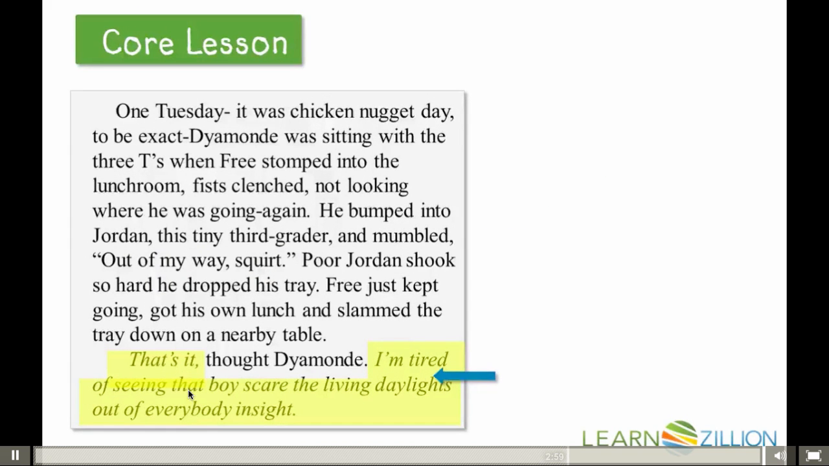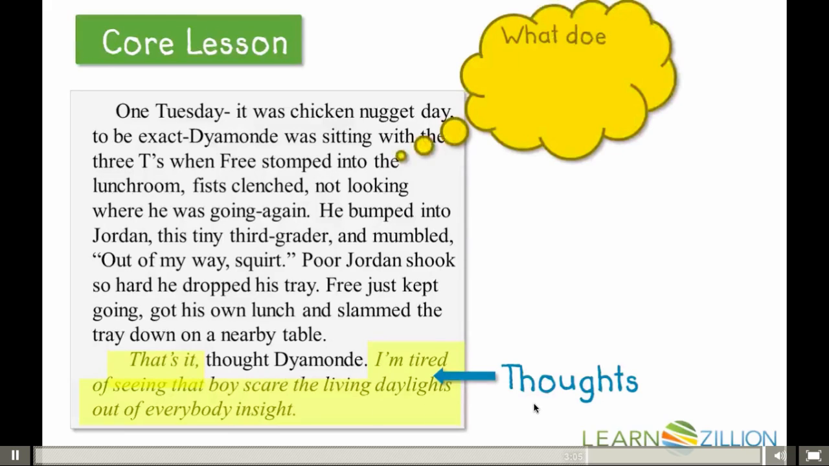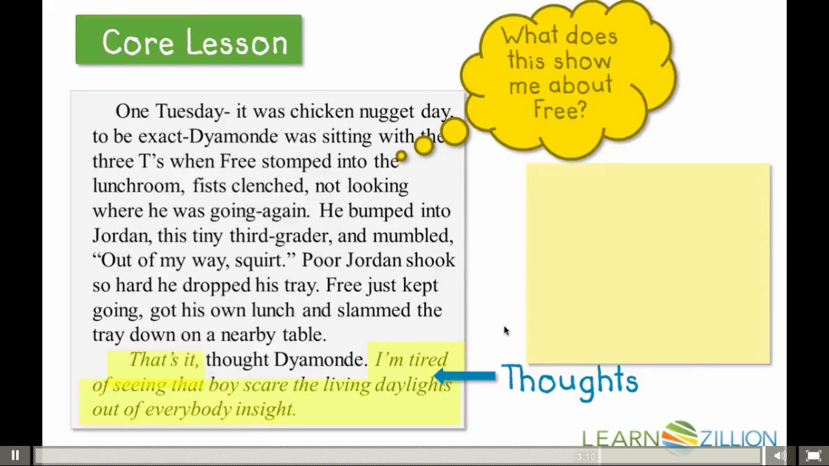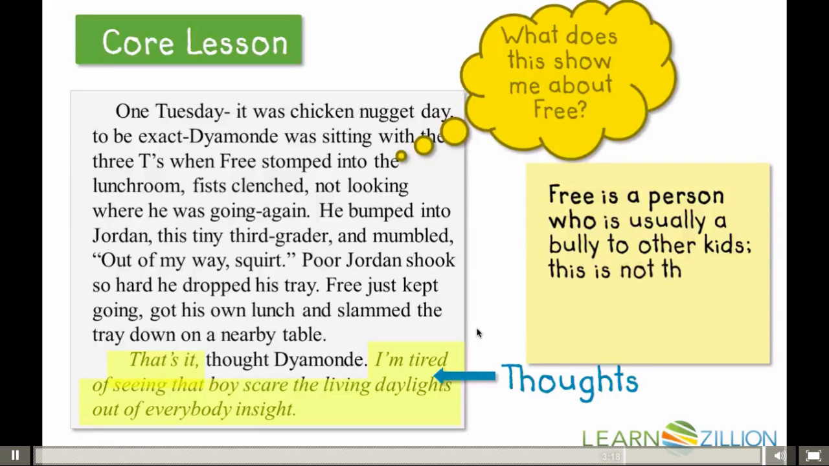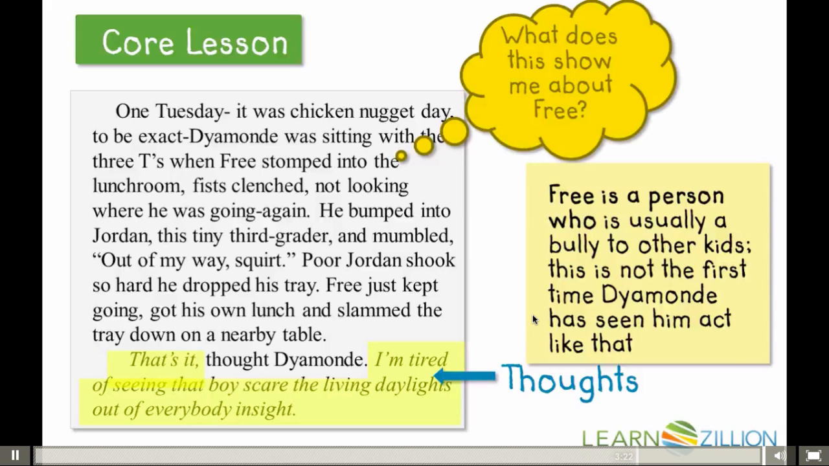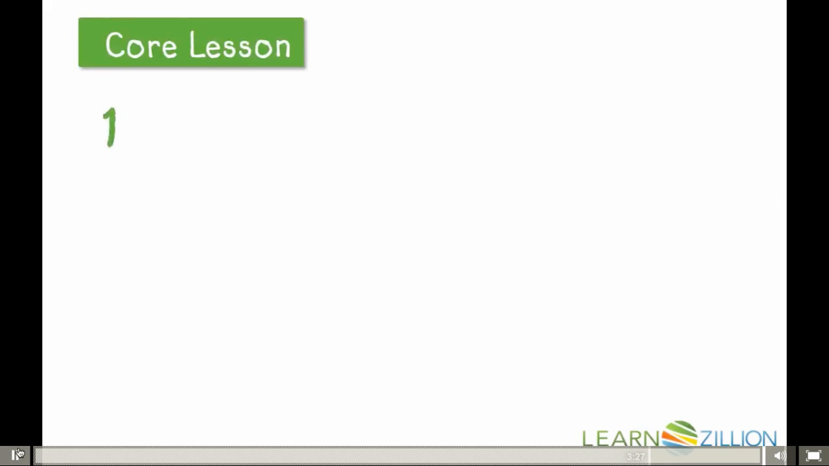Now down here, these are some thoughts that I'm going to look at. Now these are Diamond's thoughts, but they can tell me a lot about Free. So I'm going to ask myself, what does this show me about Free? Well, it says that she's seen him doing these things before and she's tired of him doing these things. So it seems like it happens frequently. So maybe he's a person who usually bullies. He's a bully to other kids. This isn't the first time Diamond has seen him act like this.